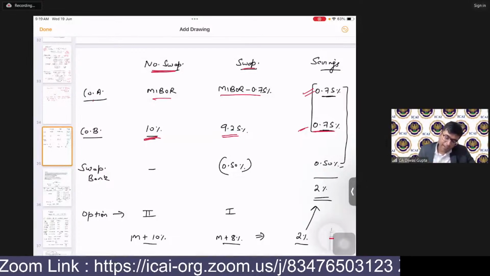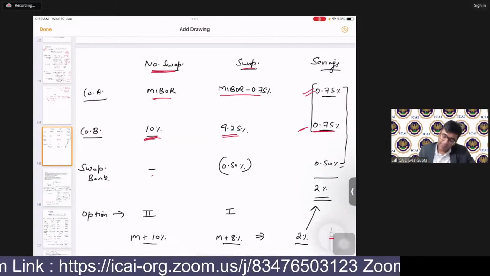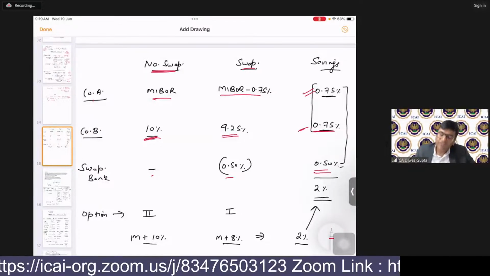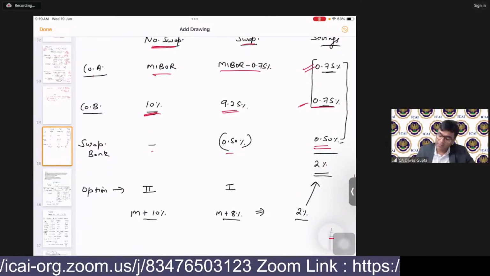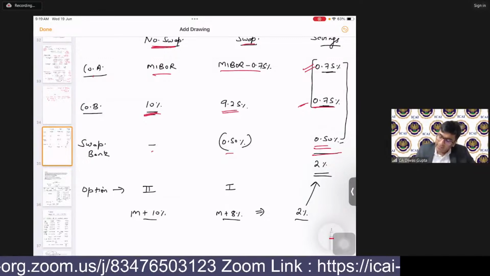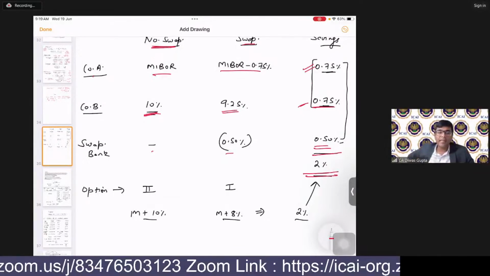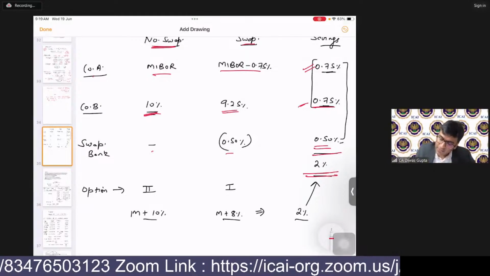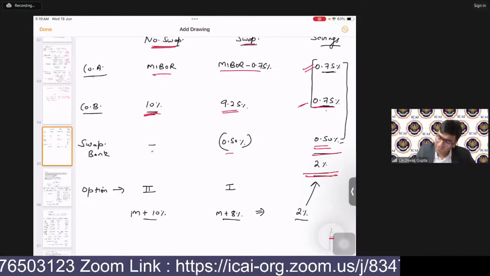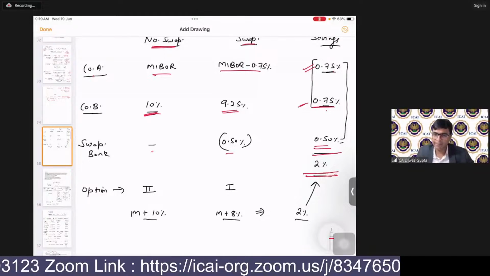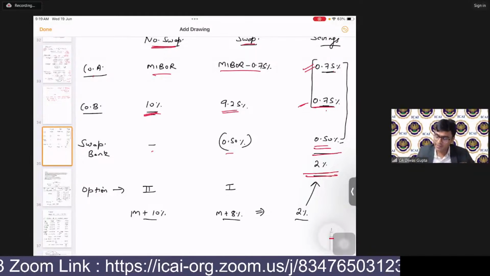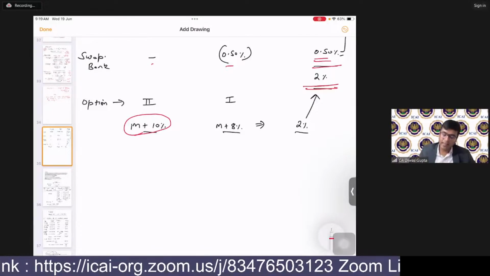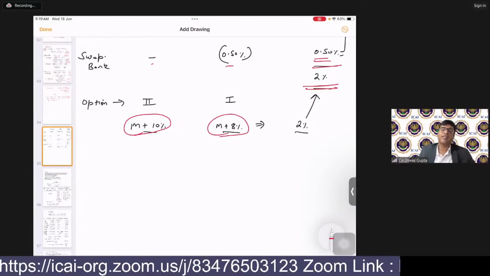Now let's talk about swap bank. No swap, there is no commission. In swap, there is a commission of 0.5. So ultimately 0.5 commission also is earned by the bank. So the total benefits to company A, company B and swap bank is collectively 2%, students, right? 0.75 plus 0.75 plus 0.5. That is 2%. Now, how is this 2% coming? The overall cost in option 2 was MIBOR plus 10. The overall cost in option 1 was MIBOR plus 8.